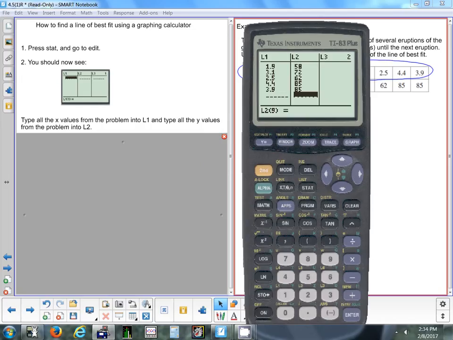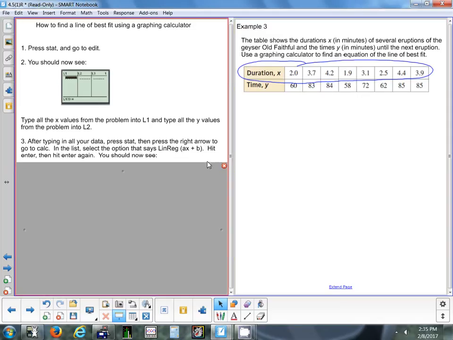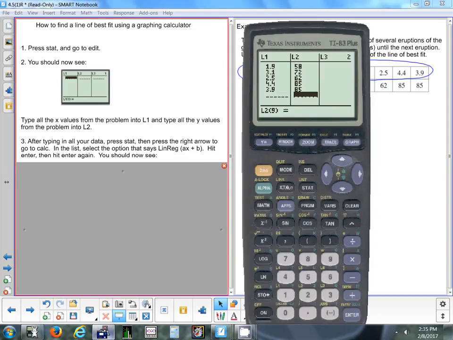Okay. Last thing we need to do is tell the calculator what to do with all this stuff. So after you type in all your data, everybody press stat. Does everybody have that on the screen? Press stat, and then it says press the right arrow to go over to calc.